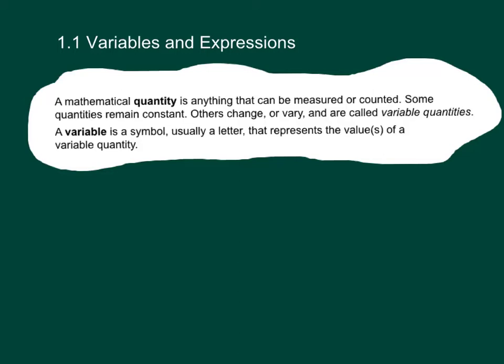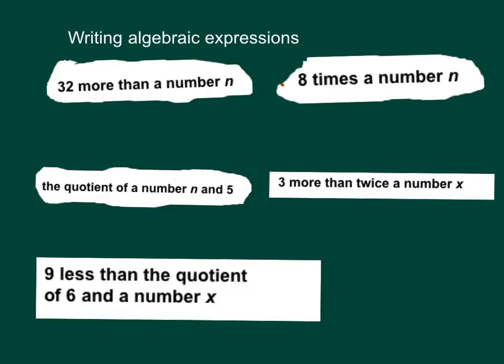A variable is a symbol, usually a letter, that represents the value of a variable quantity. So we represent a variable by the things that change. For example, if we're getting charged per text, the text we're going to represent with a variable. So the first thing we're going to do is write algebraic expressions. We're going to turn word expressions into algebraic expressions. I know most of you have done this, but let's just review.